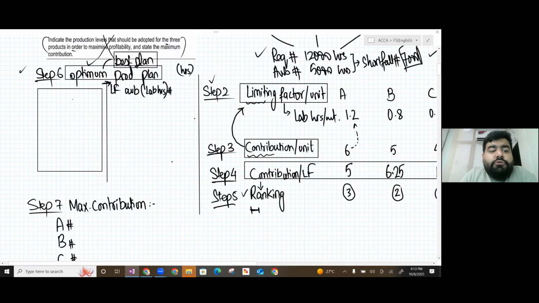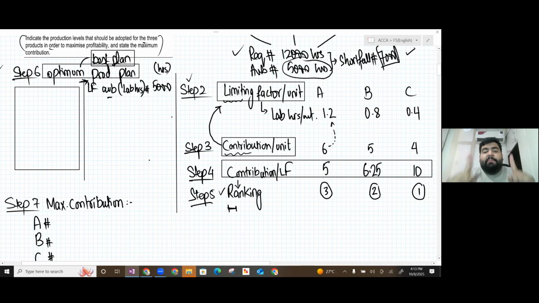Okay. So if you see how to make the best plan, first you have to see what the limiting factor is. The limiting factor was labor, and how many labor hours were available? If you see, available labor hours are 5,000 hours. You have to write 5,000 labor hours here. Now we'll see one by one how many labor hours every unit will consume according to ranking.